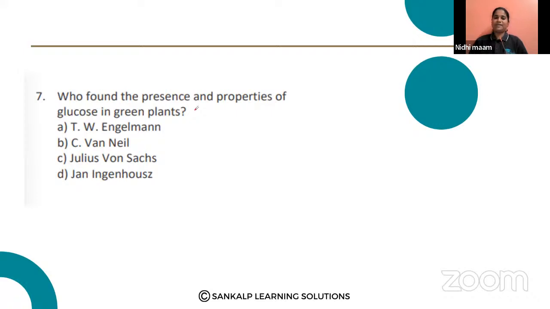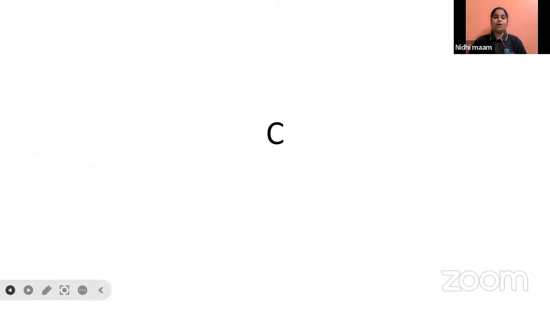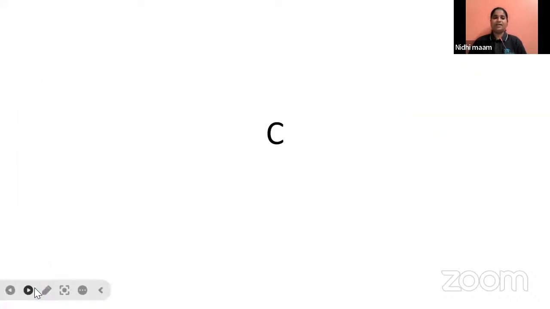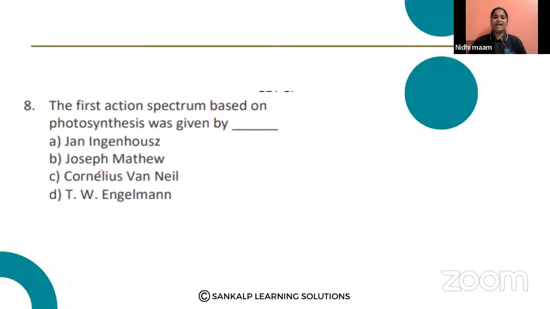Who found the presence and properties of glucose in green plants? Engelmann, Van Niel, Julius von Sachs, Jan Ingenhousz. So the right answer for this question is option C, Julius von Sachs. Julius von Sachs. Next question. The first action spectrum based on photosynthesis was given by.